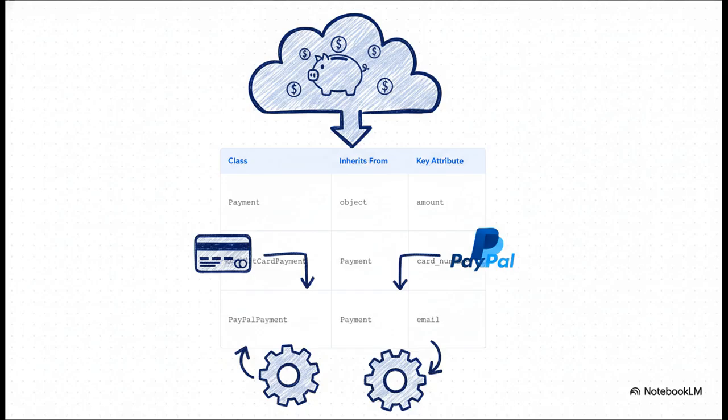You'd start with a base payment class. It handles all the common stuff, like the amount and the transaction ID. Then you create specialized child classes, like credit card payment and PayPal payment. They both inherit that common logic, but each one overrides the main process method to handle its own specific details. It's a perfect, clean, and easy-to-extend design.